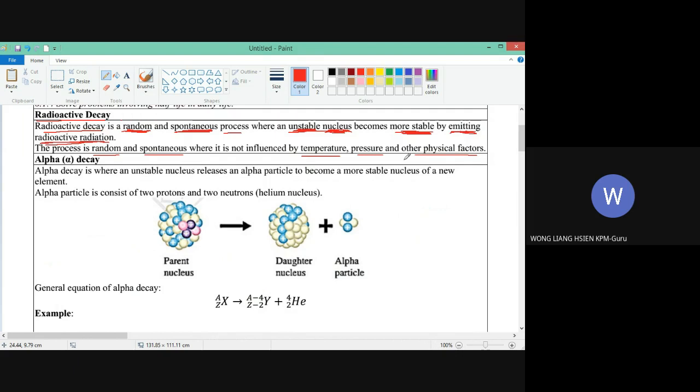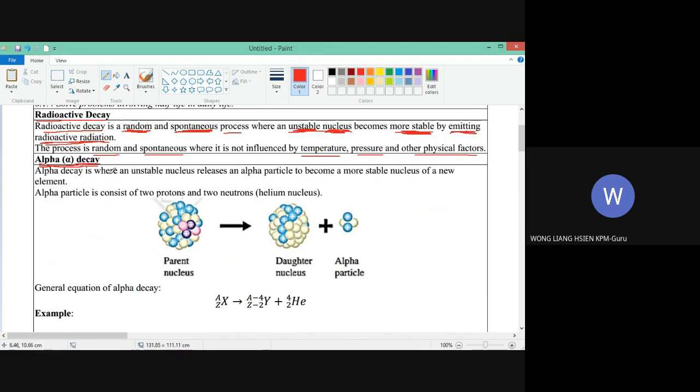So just now we discussed that radioactive decay is the process where the unstable nucleus becomes more stable. The process of radioactive decay can be grouped into three different types of decay. The first is what we call the alpha decay. You can see the alpha symbol here. When you answer a question, it is not necessary to write the word alpha. You can write the symbol alpha and then write decay.